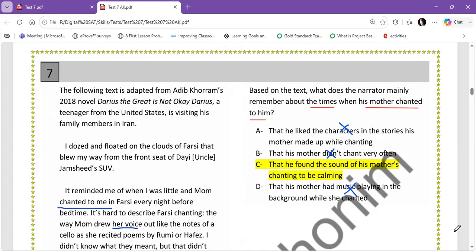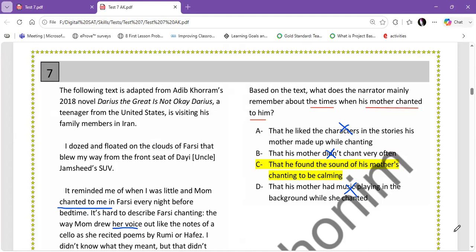So how do we know that this is a detailed question? We're going to find that it's a reading comprehension question and doesn't have any clue except based on the text. So here he said based on the text. What does the narrator mainly remember about the times when his mother chanted to him? So again, here I want to answer a reading comprehension question.